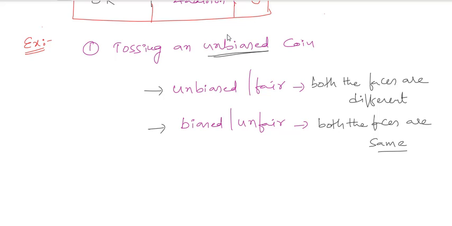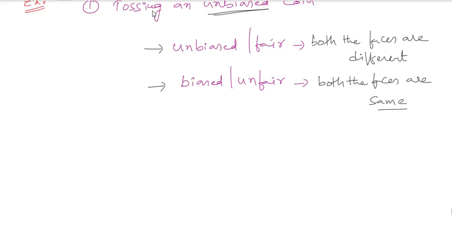See here, if I take tossing a coin as an example, let me make it clear. If I toss one coin, what is the sample space here? It is 2 to the power of 1, that is 2.